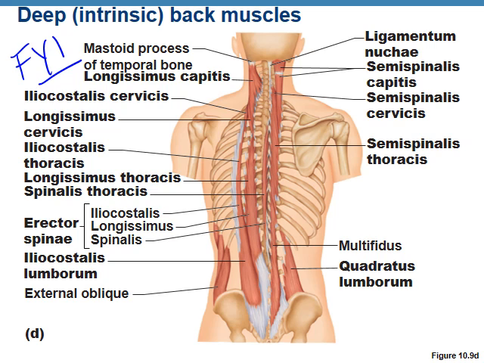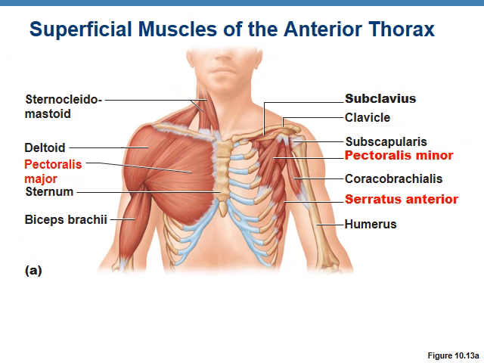I just wanted you to notice that there are lots of back muscles. Remember that you're constantly standing erect and that you need a lot of muscles in this area that are fatigue resistant. So muscles that will work really hard for a really long period of time. And I just wanted you to see some of these names and see that there are various muscles that are helping us stay erect. Now we move on to the superficial muscles of the anterior thorax.